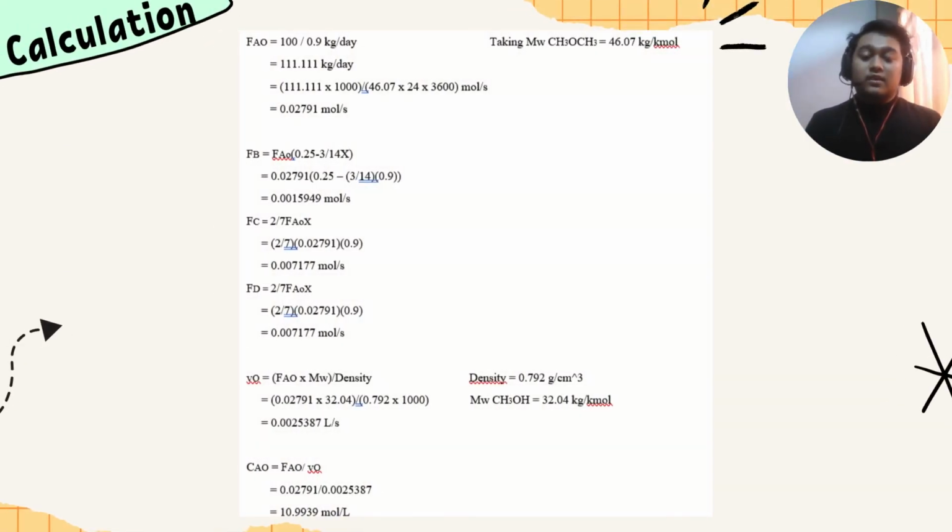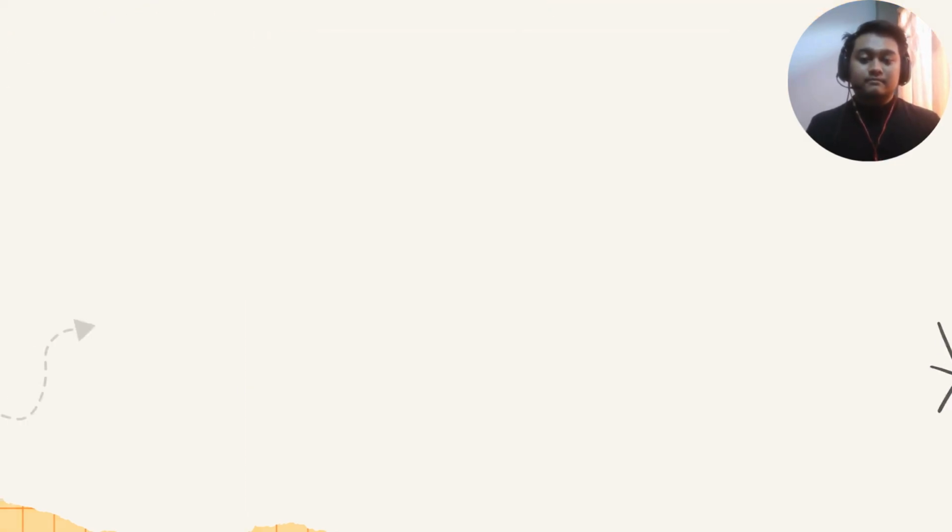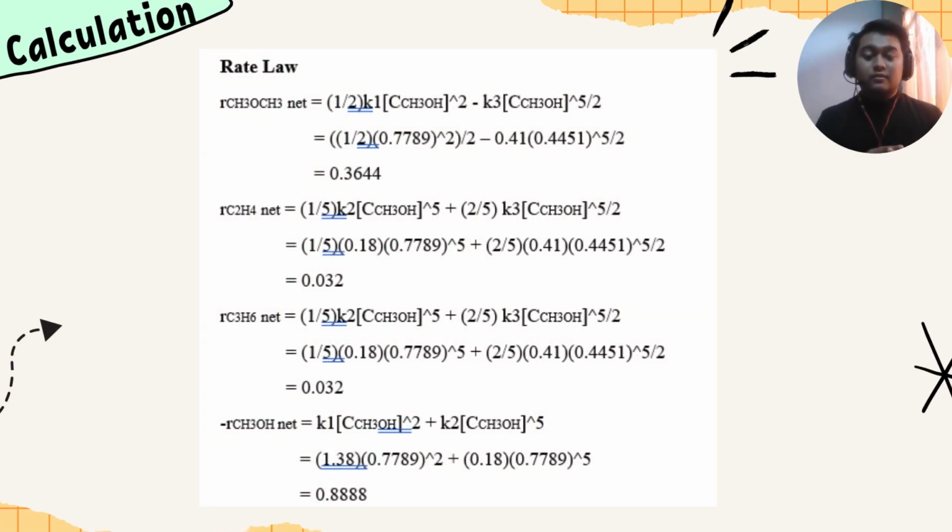So next we need to find the value of CA naught. How we do this is basically we use the project description, where we need to produce 100 kilograms per day of dimethyl ether. We use that value with the conversion of 0.9 and we get the value of FA naught. Next we move on to finding V naught and calculate CA naught by using FA naught divided by V naught. After finding CA naught, we calculate CA and also CB, and then we find all the values for the rate law of each product.